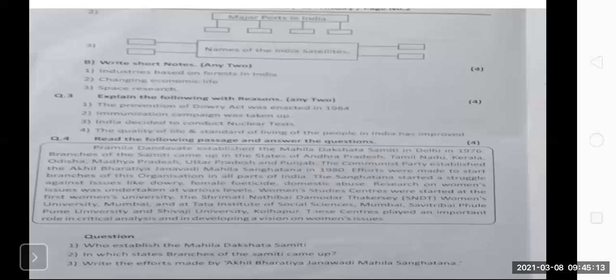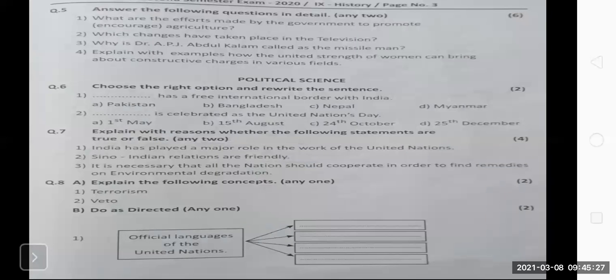Again, the fourth question, which is based on a passage or a comprehension, carries 4 marks. The first 2 questions carry one mark each, and the third one carries 2 marks. The total is 4 marks. Next, question number 5 is: answer the following questions in detail, any two. That is for 6 marks. It means there will be 4 questions and we have to solve any 2, but each question carries 3 marks.